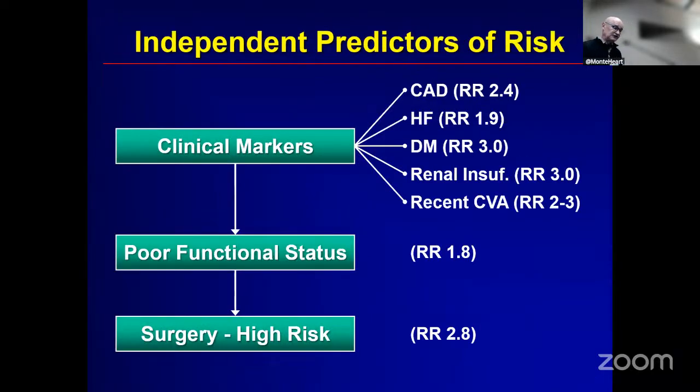So this is the summary then. There are clinical markers of risk, and these we talked about: CAD, heart failure, diabetes, renal, stroke. They all have a hazard rate between 2 and 3. Poor functional status, hazard rate of about 2. Higher risk surgery, hazard rate of about 3. This is simple. This is what I use. And it's steeped in data.